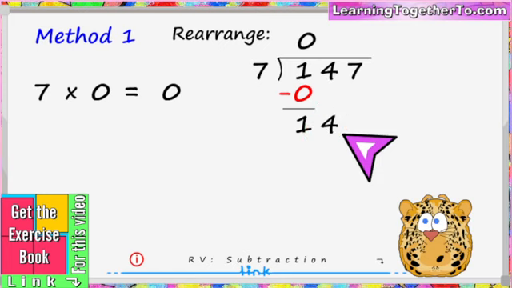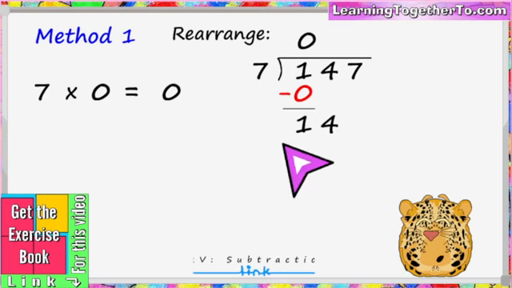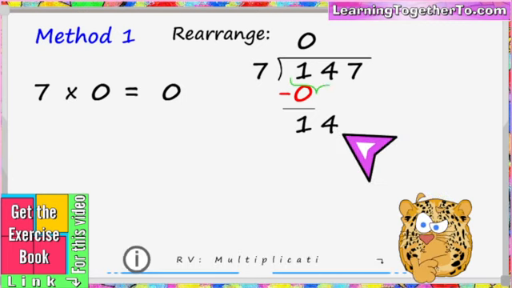Simon, with time and practice, you'll be able to see when the divisor doesn't fit into the first digit. You'll be able to do this step in your head and won't have to write it down. Instead of asking how many times does 7 go into 1, you'll ask, how many times does 7 go into 14?